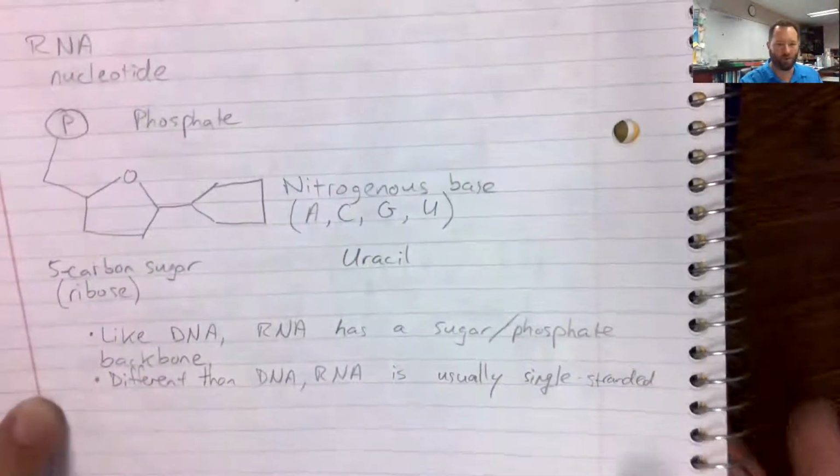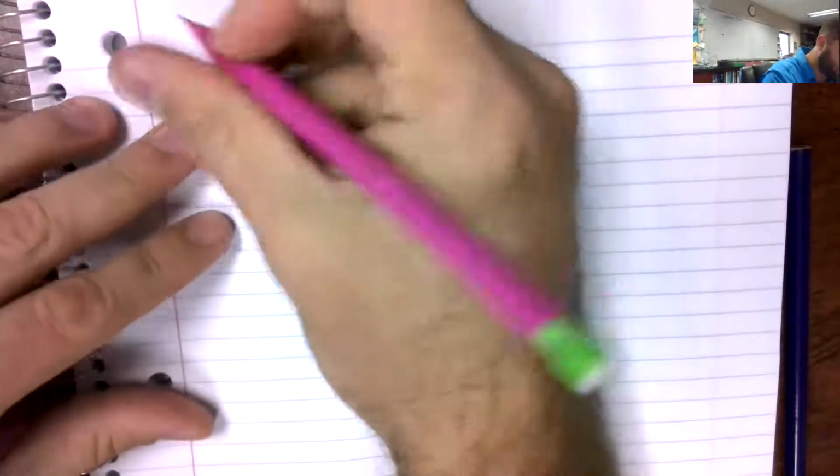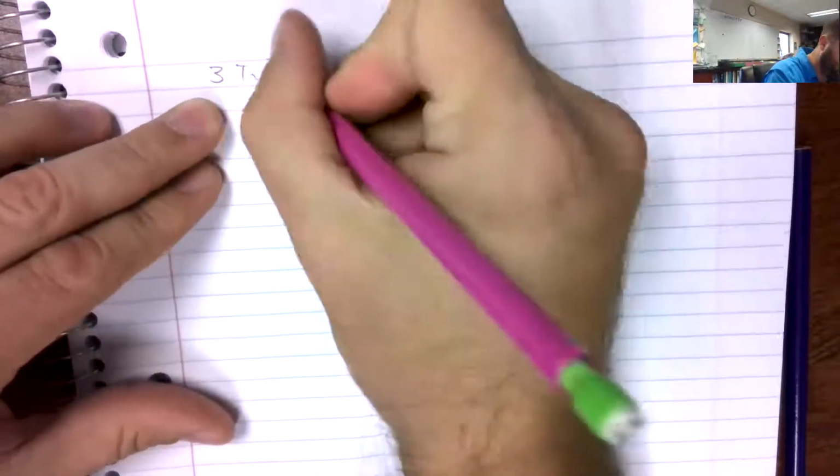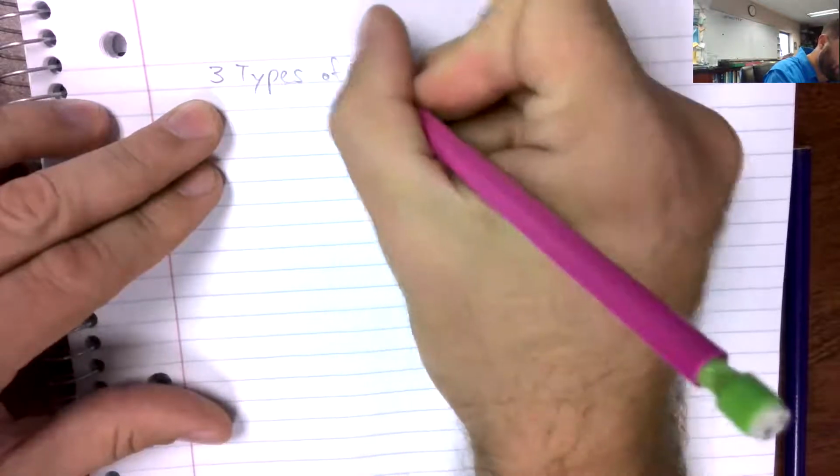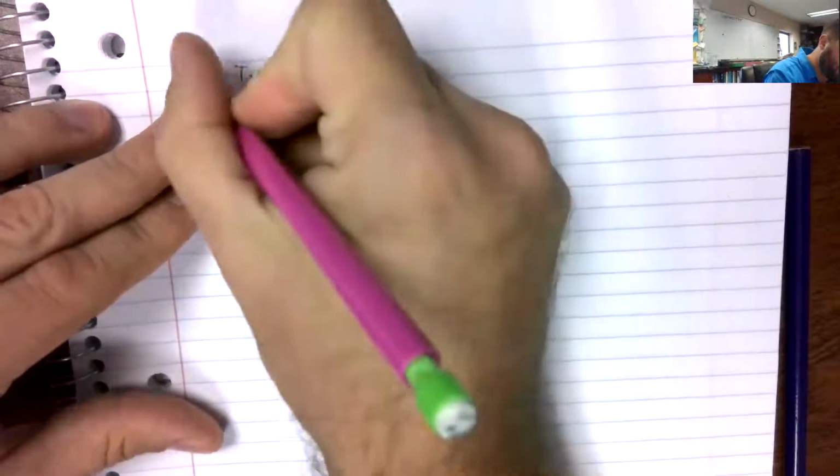So there's a couple more similarities and a couple differences. Flipping the page here, need a little bit more room. Another difference is that there's 3 types of RNA. Actually, there's more than 3 types. There's 3 main types that we're going to focus on for this class, and that's different than DNA. With DNA, it is what it is. DNA is DNA is DNA. There's not really different types of it. It just has its job and it does its job. Whereas again, RNA, we have 3 different types.